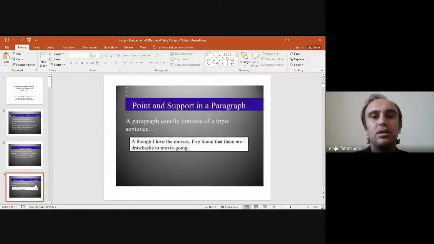So in a paragraph, I give you just an example here. A paragraph usually contains a topic sentence. For example, if you consider this as a topic sentence, although I love the movies, I've found that there are drawbacks to movie going. This is one idea which has a focus, right?